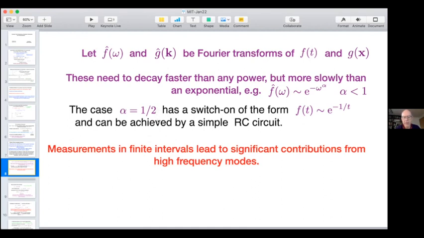Because in fact, in one of our papers, we show there's a simple electrical circuit, an RC circuit, which when you close the switch, the current rises in accordance with a function like this. So this is clearly a non-analytic function. As t approaches zero from above, it goes to zero faster than any power. And then as t goes to plus infinity, it approaches one. So this describes a switch on. In fact, because you can create electrical circuits which switch on as this, you can imagine realistic measurements being made with such functions.